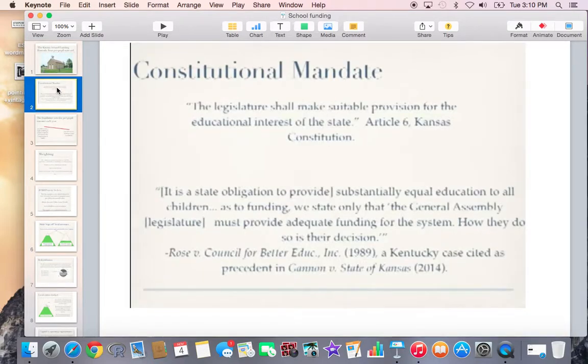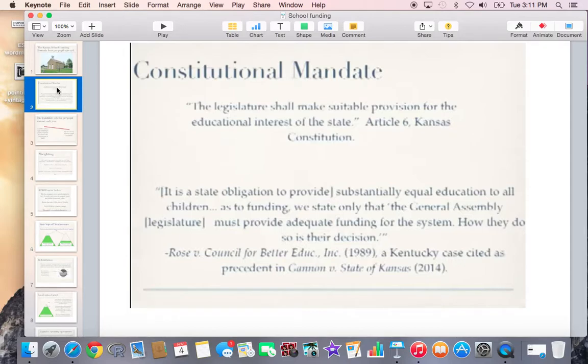Well, first of all, the Kansas Constitution mandates that the state provide for public education. If you'll notice in Article 6 of the Kansas Constitution, it states the legislature shall make suitable provision for the educational interest of the state.